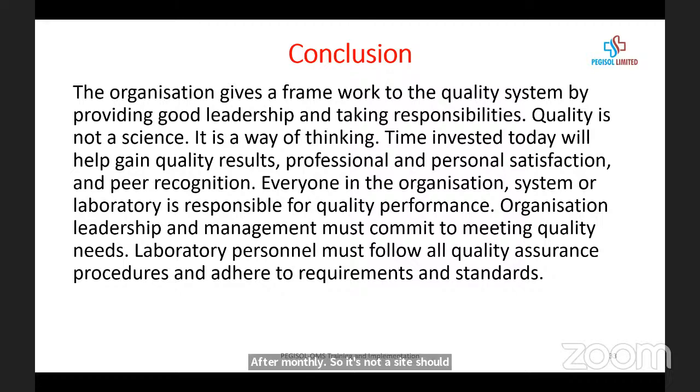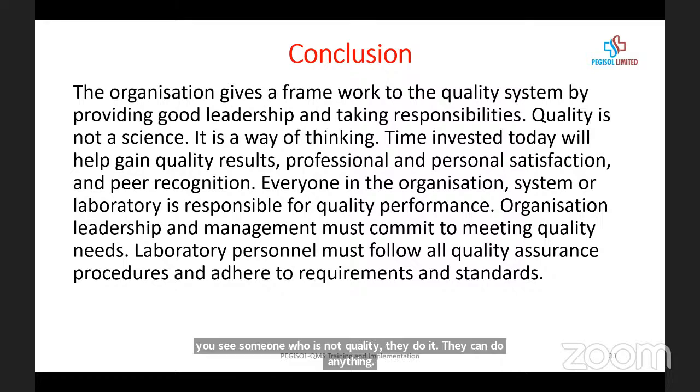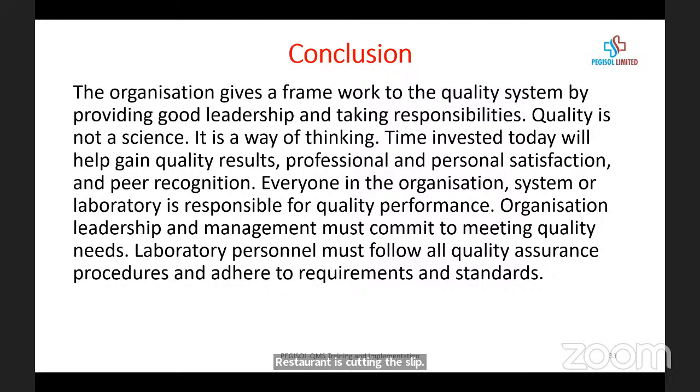So at every point in time, when you want to make a decision that affects your team, the process, the program, the organization, you must be quality oriented. If you see someone who is not quality focused, they can do anything. When someone is cutting a strip into four places to run a test, you don't know the way the person thinks. When somebody is running a test without running quality control, it shows you the way the person thinks.